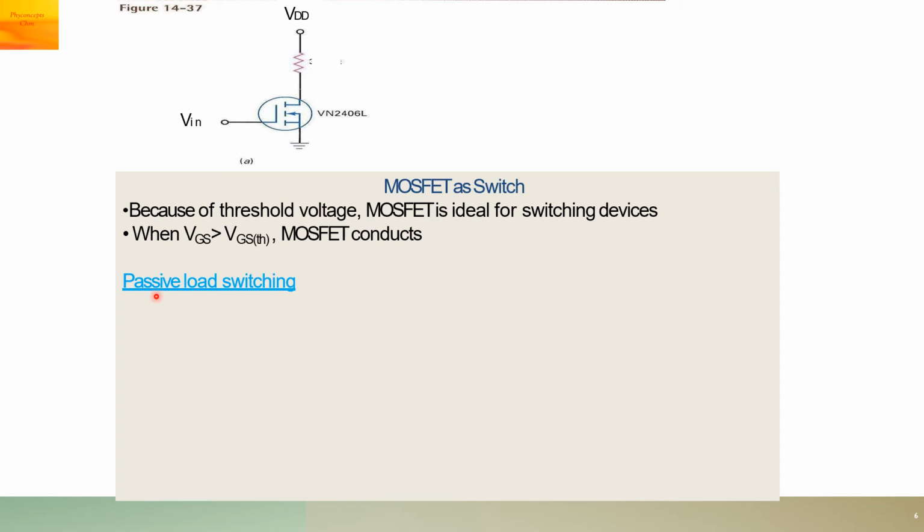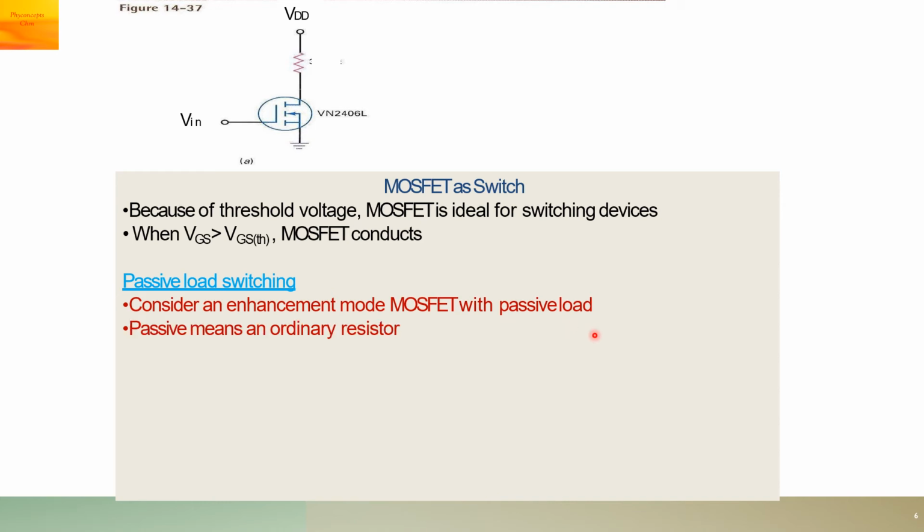There is one type of switching which we call passive load switching, and the second type is active load switching. First we will see passive load switching. So here we are considering in this diagram an enhancement mode MOSFET with passive load. Passive means an ordinary resistor is connected here. This is RD. When Vin is low, Vin is our VGS, so the MOSFET is off.